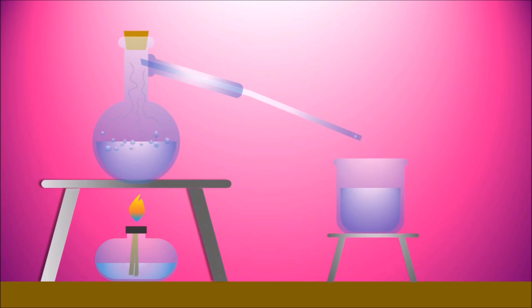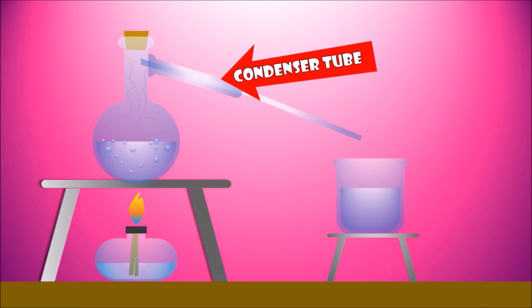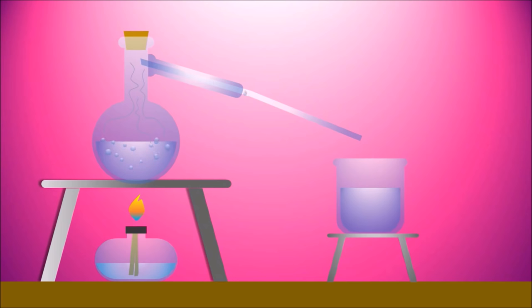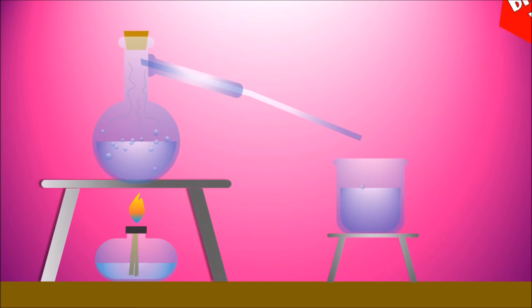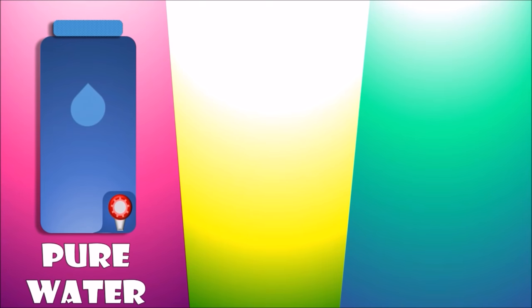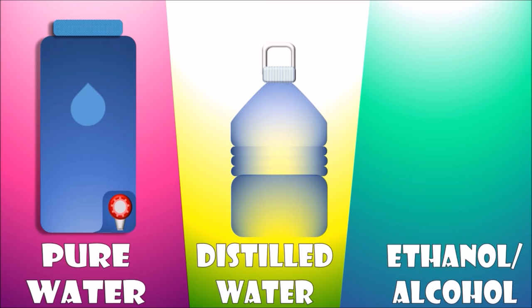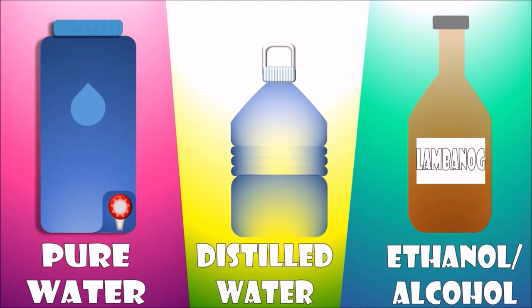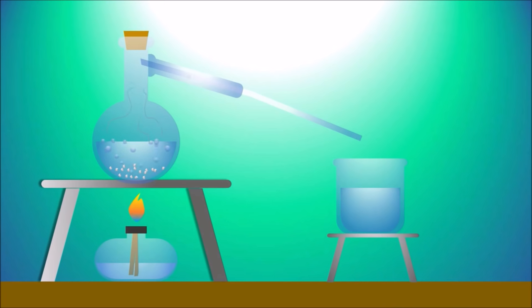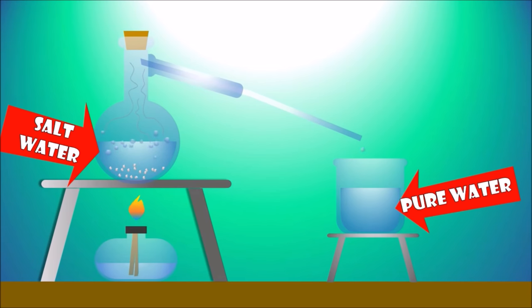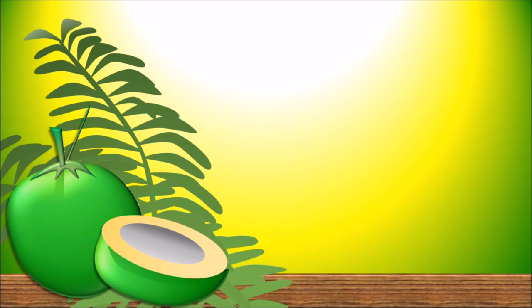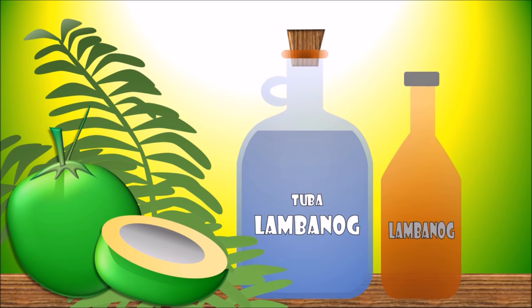The substance with the lowest boiling point boils to vapor and condenses to liquid. The vapor is collected as distilled water. This distillation is used in producing pure water, distilled water, and ethanol or alcohol. Pure water can also be obtained from salt water by distillation. Did you know that the Philippine delicacy, lambanog, also undergoes this method? This is how it's made.